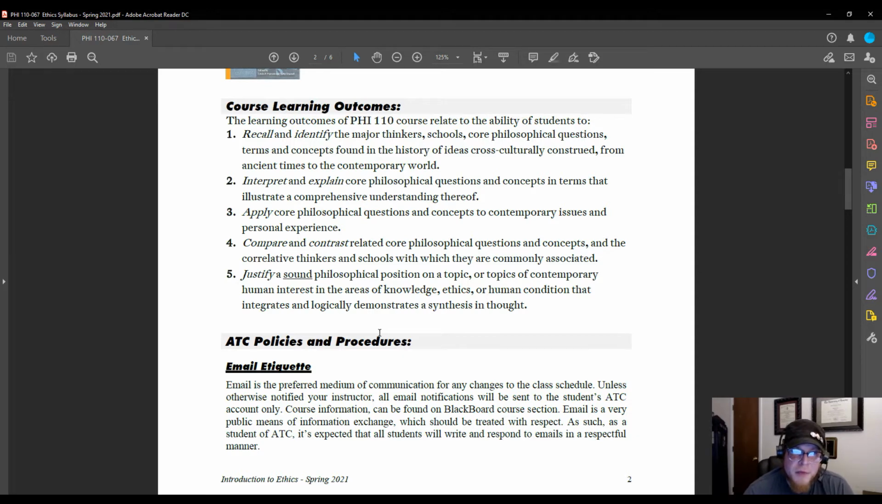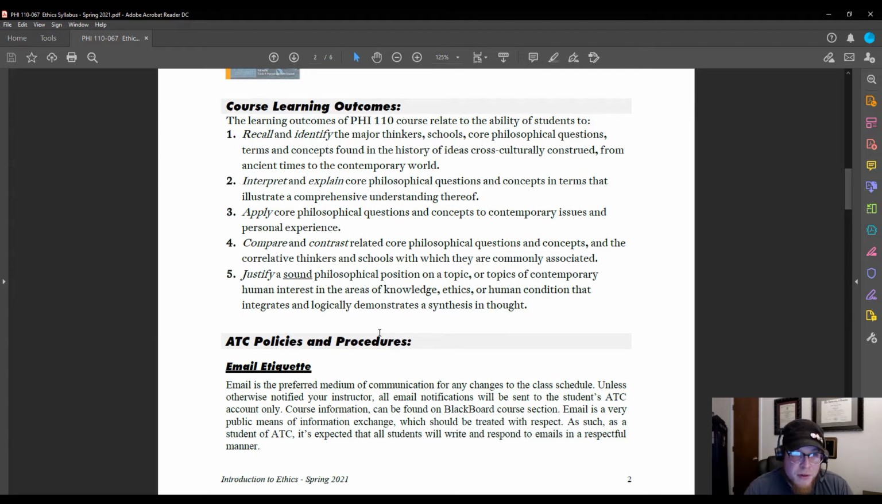Second objective, to interpret and explain core philosophical questions and concepts in terms that illustrate a comprehensive understanding thereof. So I expect you to be able to talk about these things intelligently and analytically and synthetically. So what I expect you to be able to do there is to say in your own words what you think about this in a way that demonstrates that you are wrestling and engaging with the material. Not that you understand it fully, necessarily, but that you're engaging with it to the best of your ability.